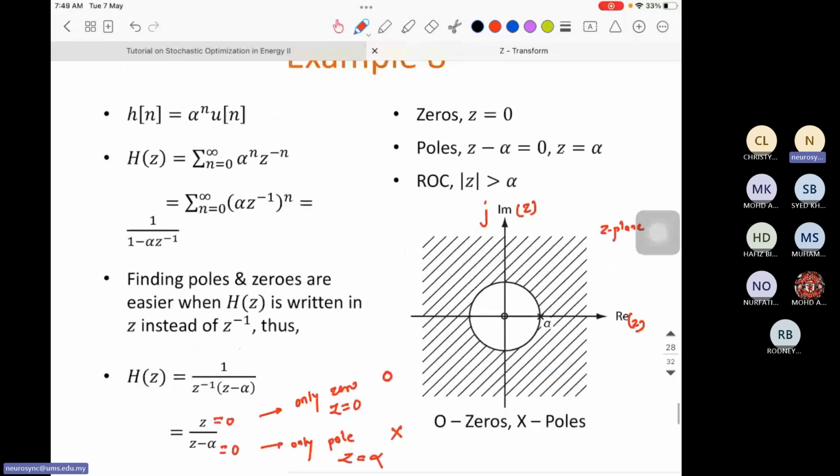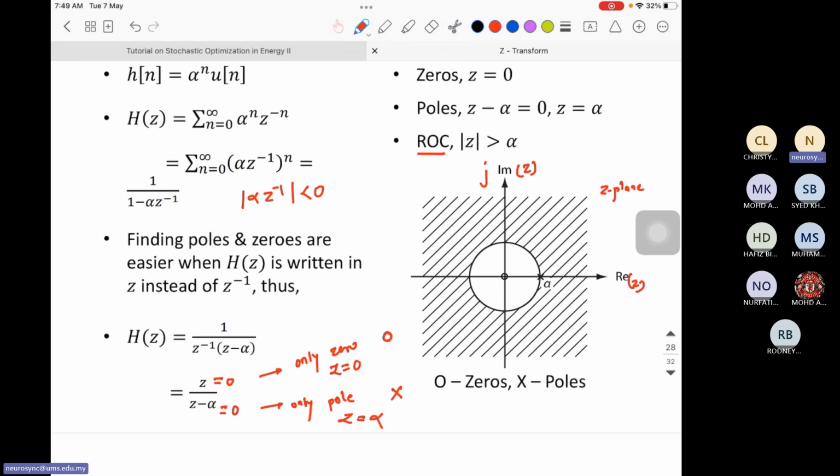Now we know the region of convergence for this. If we make mod of z inverse less than alpha, then H of z will not go to infinity. So the region of convergence is basically mod of z greater than alpha. So we get the right-sided ROC, or exterior ROC, the exterior of this circle of radius alpha.